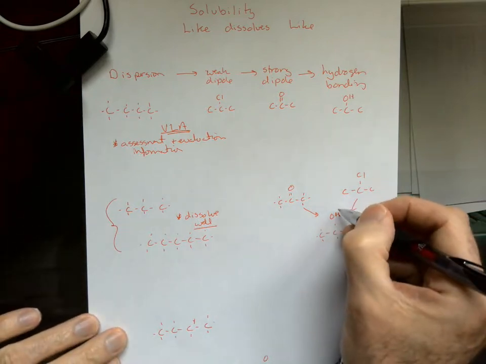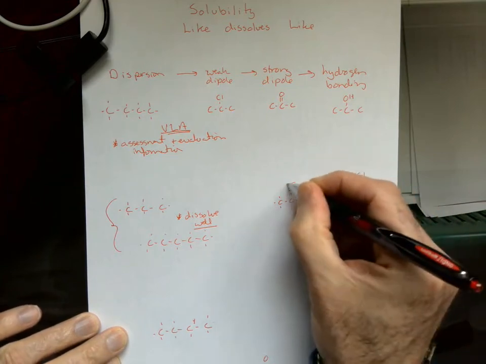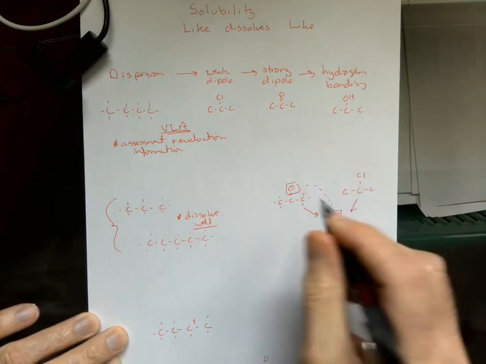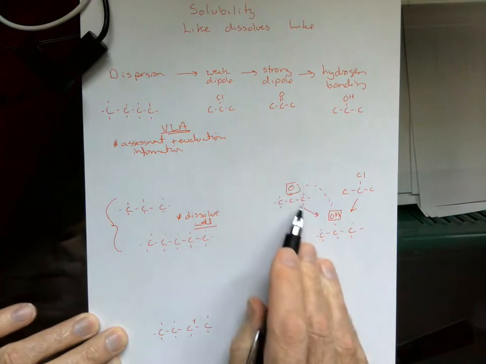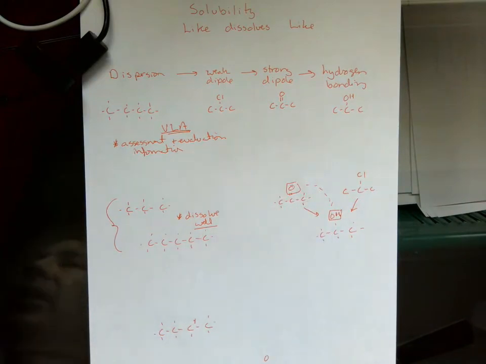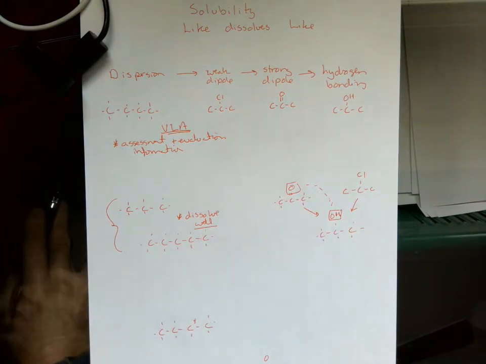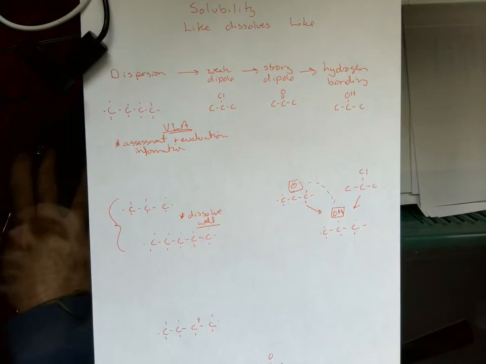The other clue you can look at is you've got an OH on this molecule and an O on this molecule. So even though this one's a dipole, it can still hydrogen bond with this molecule. So if two things can hydrogen bond together, they're going to dissolve well.